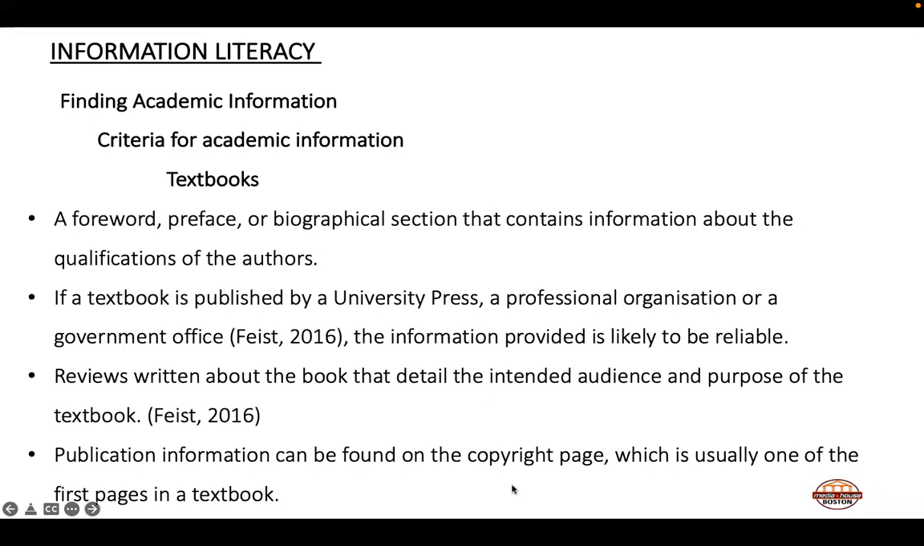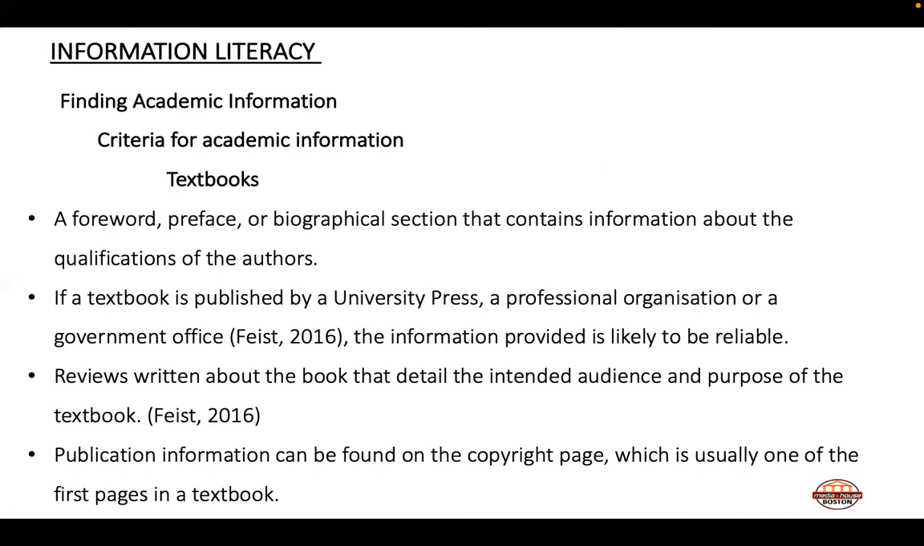Of course, you guys have textbooks, and we can look at a foreword, a preface, or a biographical section that contains information about the qualifications of the authors. If you go to the first or second page of your textbook, you will see it says authors, and it gives all their credentials: journalism, media, English and classical studies, honors, PGDIP, PGCE, etc. That kind of information is important because we can see what knowledge these authors have about this topic.